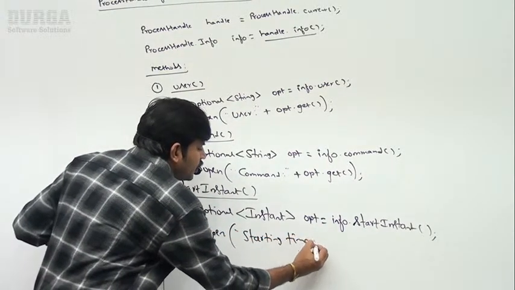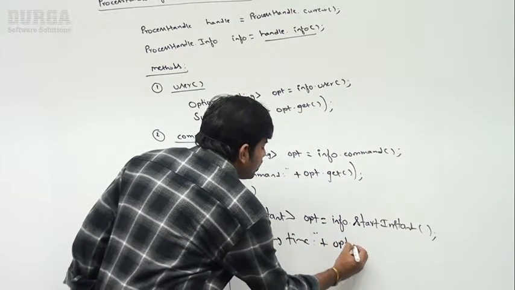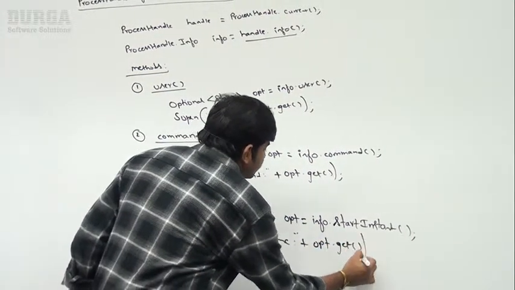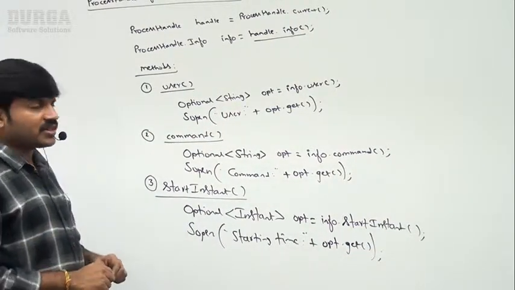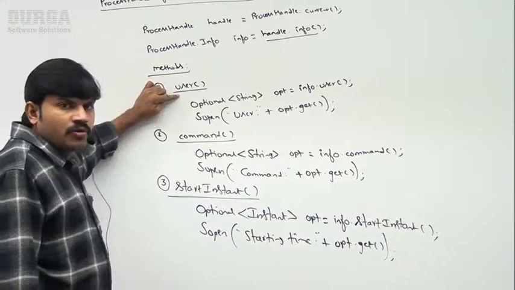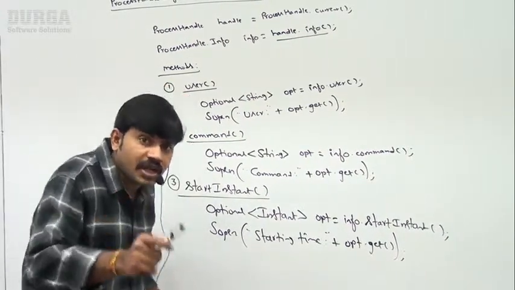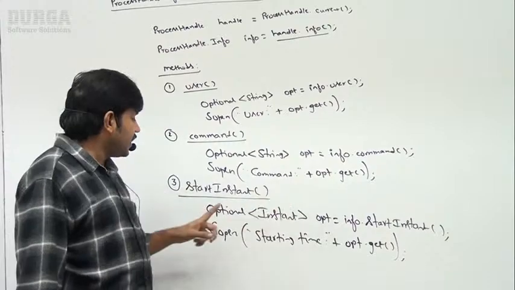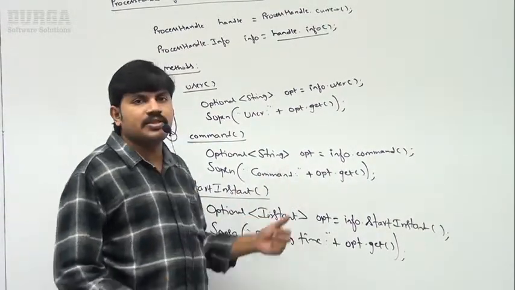What is this one, sir? Starting time. If I want to get the starting time, very simple. OPT dot get is the method, right? Are you getting OPT dot get? Sir, up to this, how many methods have we used? Can you spell out? User: who is the user of the current running process? What is the next one? Command: by using which command this process was started? Next, and after that, start instant: what is the starting instant of this process? Like this we covered, right?